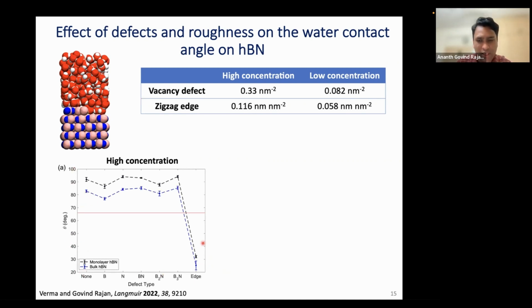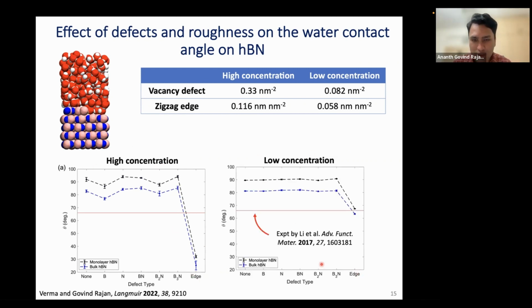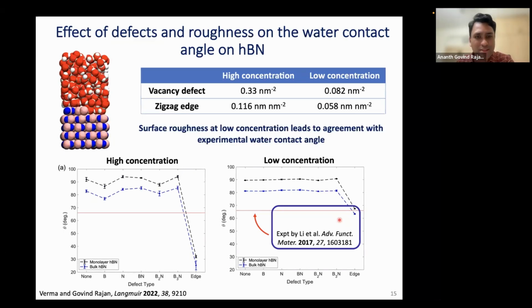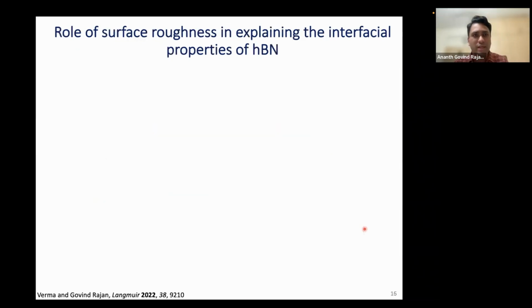And you can see that the edge defect has the largest effect at both the higher concentration and the lower concentration. But interestingly, at the lower concentration, if you look at the contact angle, the experimental value is very close to the value that we simulate in the presence of edges, right? So what this means is that surface roughness at low concentration leads to agreement with the experimental water contact angle. So that was very interesting.